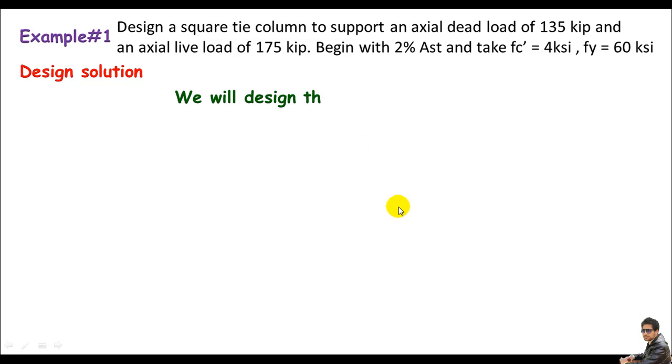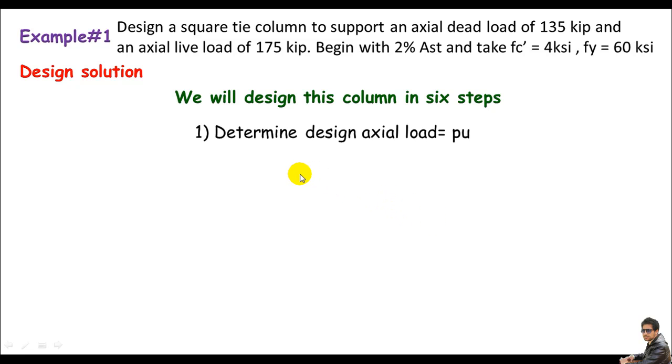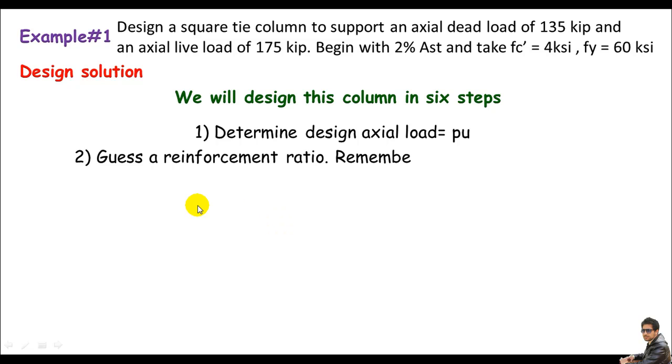And of course, I'll design this column in 6 steps. My first step will be the determination of the design load, or the design axial load strength of this column. And in the next step, I'll just guess the reinforcement ratio, alright. Remember, from ACI 318, it must be between 1 and 8%. Do you remember this? I have already explained this in part 1 of this lecture.